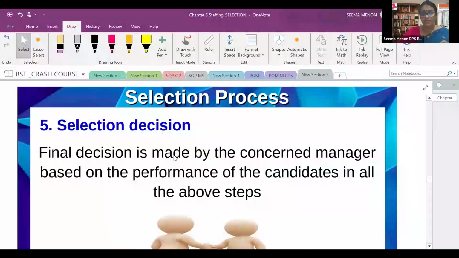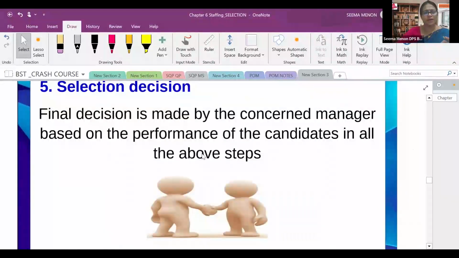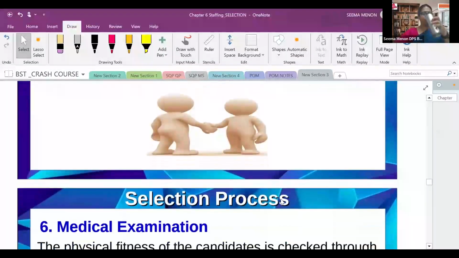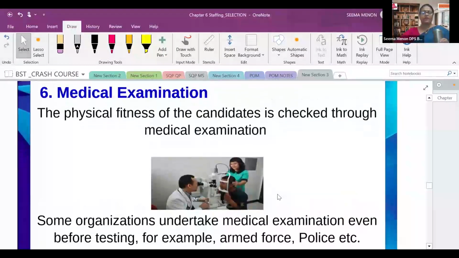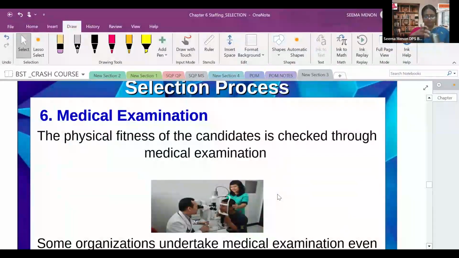The final selection decision is made by the concerned manager based on the performance of the candidate in all the above steps. They will see how the candidate performed: good, better, below average. They will segregate in that way. Then they will take a decision for selecting that particular candidate. That is coming in the selection decision.